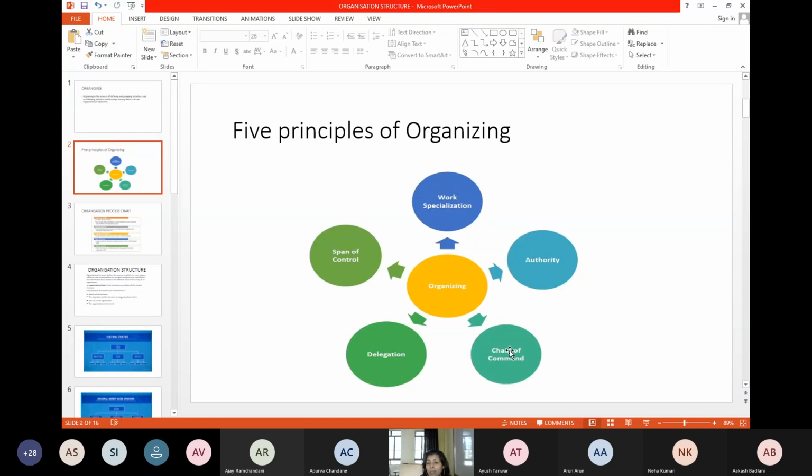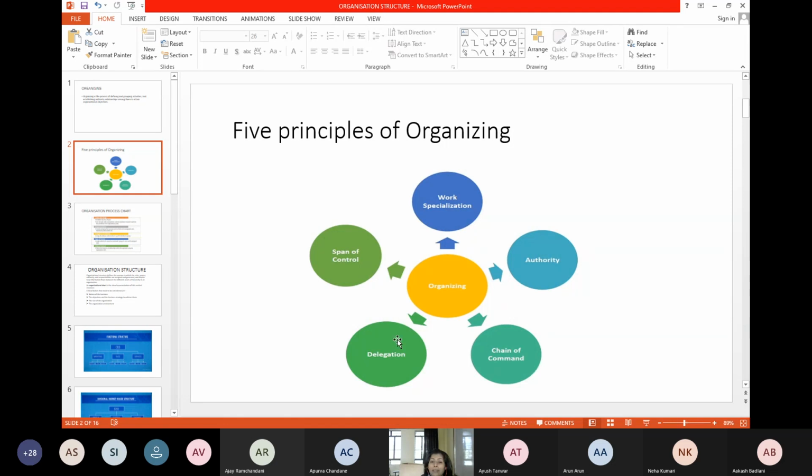So that is what is mentioned through the chain of command, or the scalar chain, or the hierarchy of authority. Now with this, what happens? There is clarity in communication. As there is clarity in communication and instructions, there is less scope for confusion, or you can say misunderstanding, and then you can expect more efficiency in the organization, right?